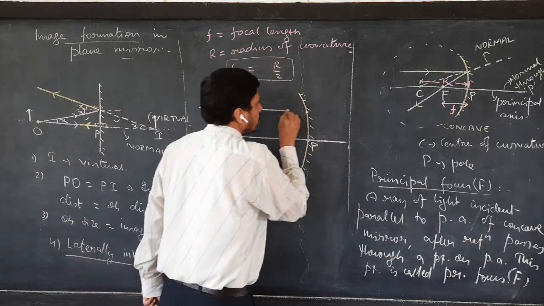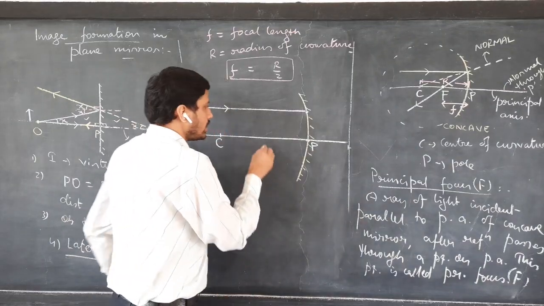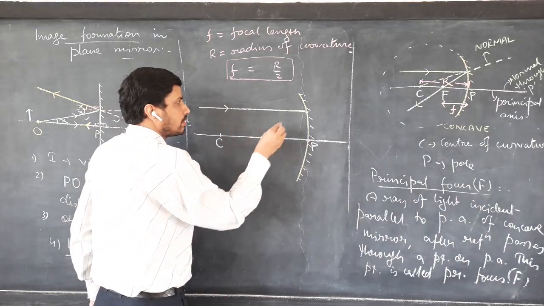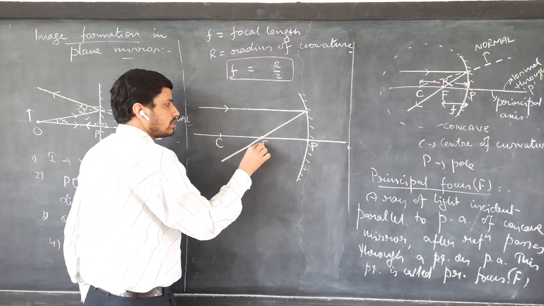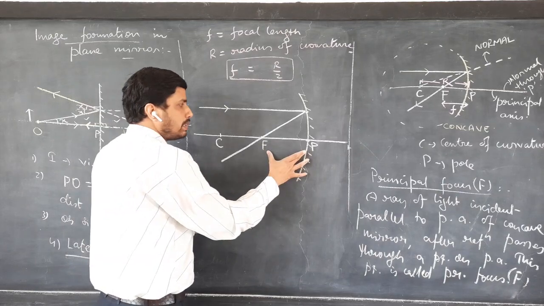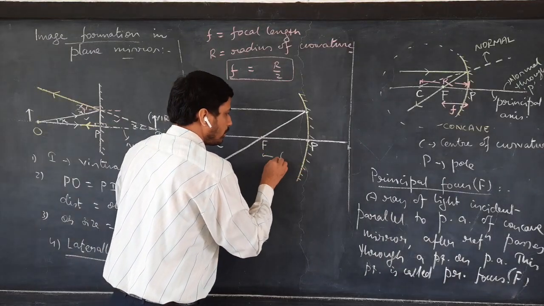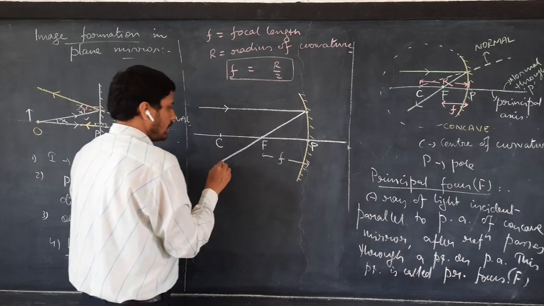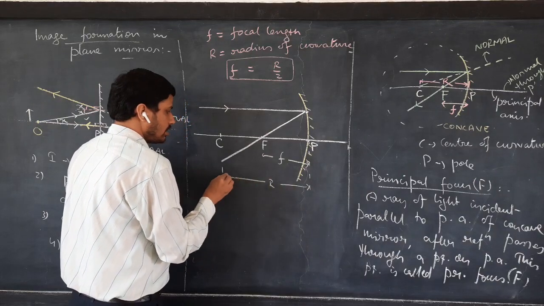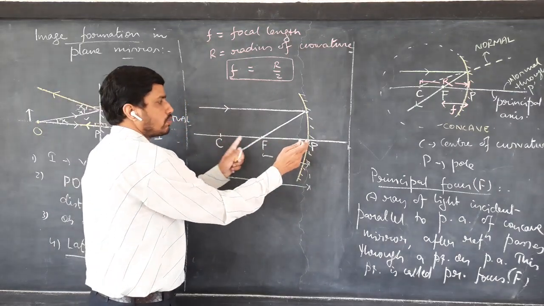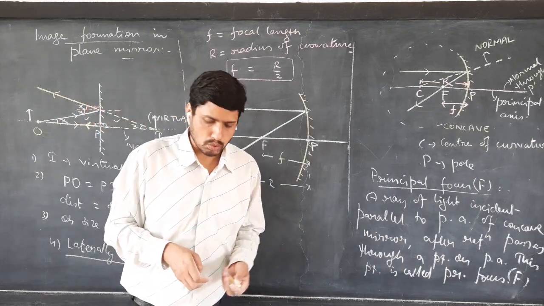Now if you draw a ray of light parallel to the principal axis, we have discussed, it passes through a point on the principal axis. That point we call as focus. Now this distance PF is focal length. So this is F, and this distance is R, radius of curvature. This is radius of curvature, this is focal length. We will prove that F is equal to R by 2.